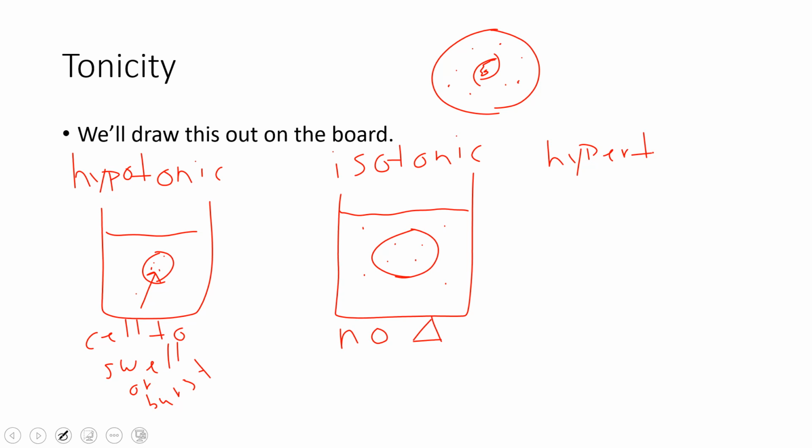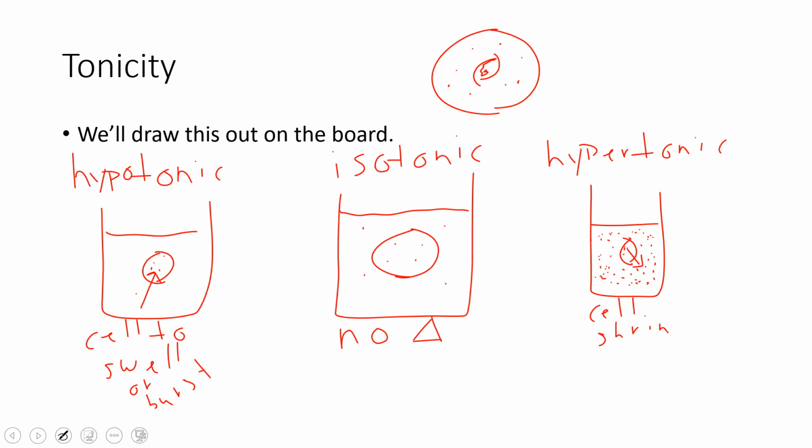Hyper means above or excessive. So in this case, we're going to be more concentrated. So we've got our beaker, we've got our cell, it has some solutes inside of it, but this time there are even more solutes outside of the cell than inside. Now, since water always wants to go into the more concentrated place, what's going to happen is the water inside the cell is going to leave the cell and the cell is going to shrink.